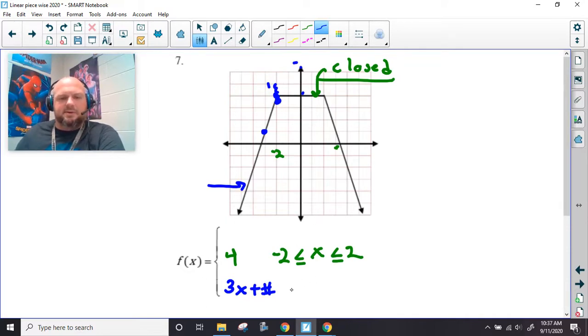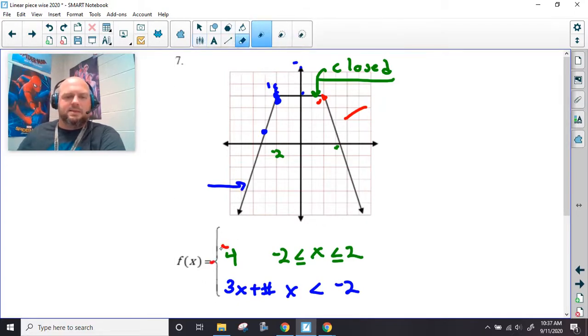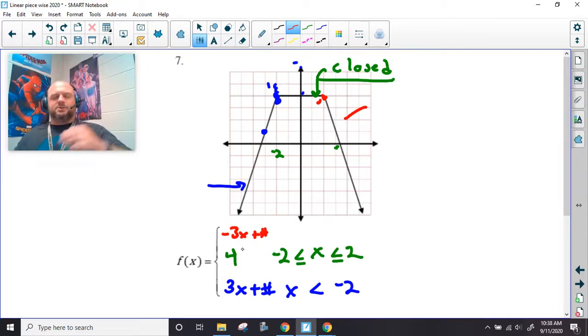And then this is from when x is less than -2, because here's our -2, it goes this way. And then this one, okay, here's our point. Looks like it goes, oh, so it's the opposite of this. Yes, I'm struggling because I cannot find this point right here. So this is going to be -3x, okay, plus a number. Pretty sure that these have the same y-intercept. This would be x is greater than 2. And no line underneath it.